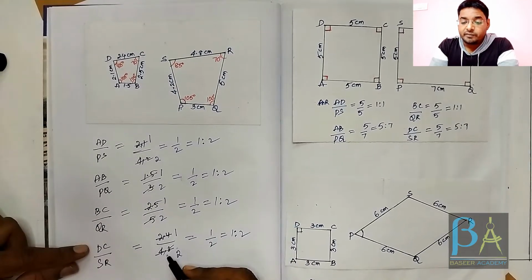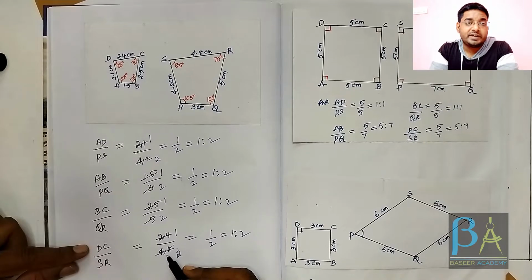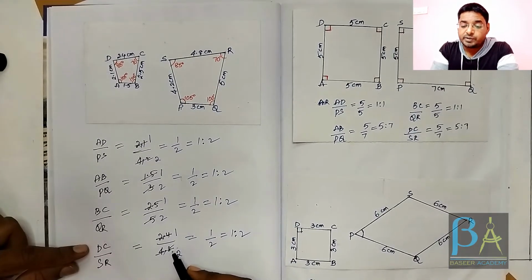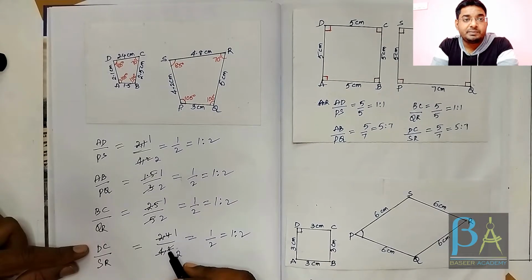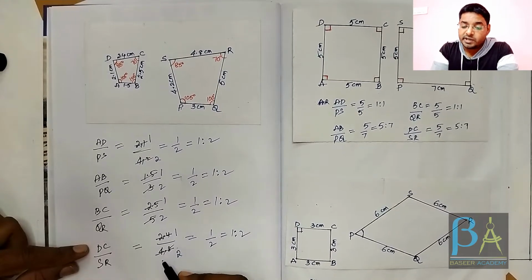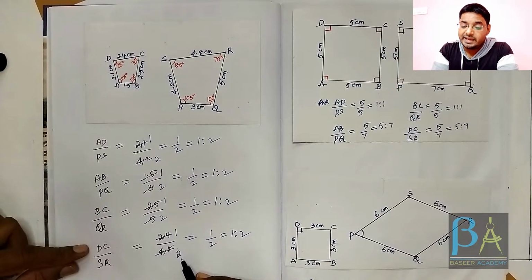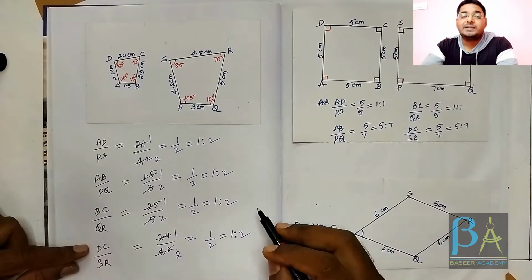2.4 and 4.8, they have the same number of decimal places, because after the decimal point you have one number here, and one number here. So I got rid of the decimal point. And then 24 into 1 is 24, 24 into 2 is 48. Again, I'm getting the ratio as 1:2.